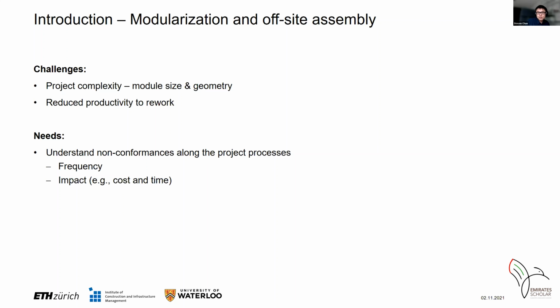A number of studies have focused on developing real-time monitoring technologies and software to detect defects of construction components. However, less attention has been given to examining the frequency of defects and non-conformances, as well as their impact on project performance, such as cost and time. It is partly due to the lack of empirical project information available for analyzing the non-conformance issues and their impact.